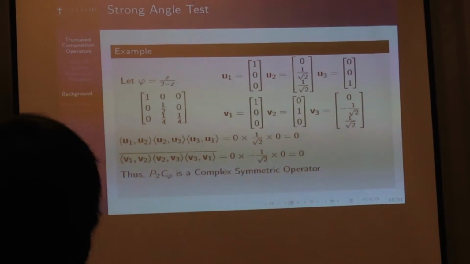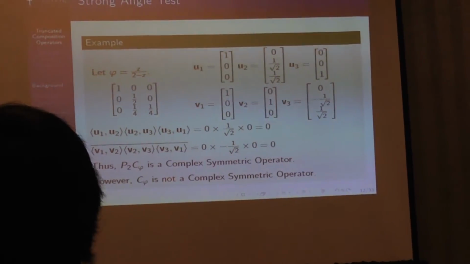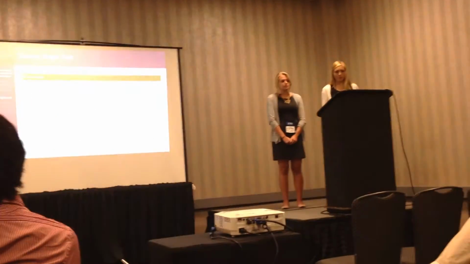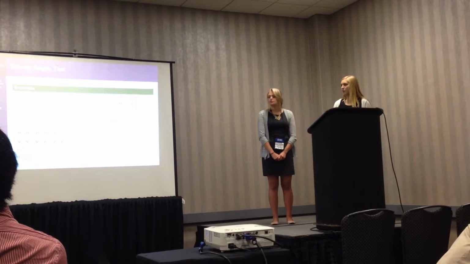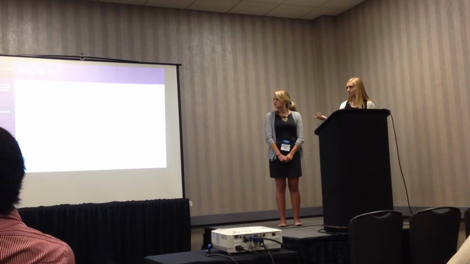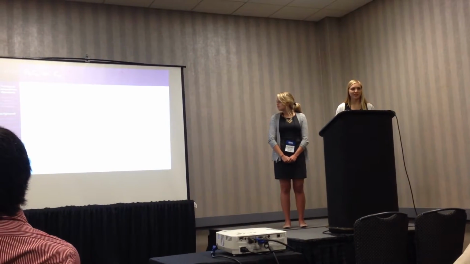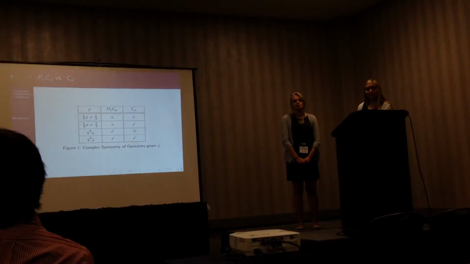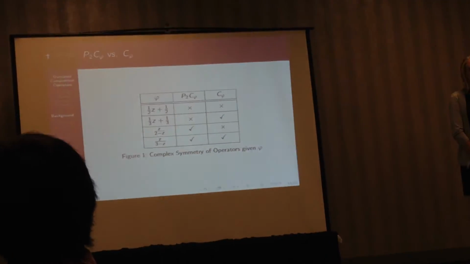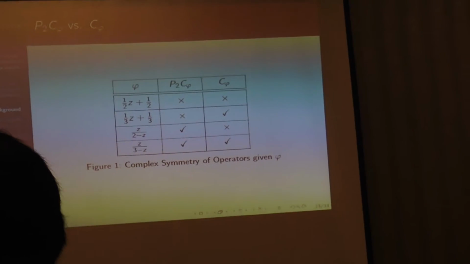This is particularly interesting because C phi of this form is not a complex symmetric operator. So this property doesn't carry over between the two. Then when we looked at some other different functions, we had all 4 different possible cases where either the infinite operator was complex symmetric, but the truncation wasn't, and all those different combinations in between.